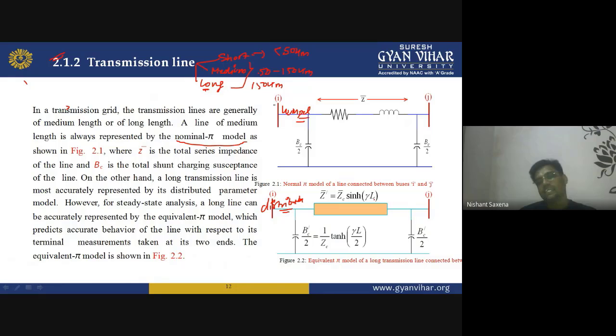Now, for steady state analysis, a long length line can be accurately represented by an equivalent pi model, which predicts the accurate behavior of the line with respect to its terminal measurements taken at its two ends. The equivalent pi model is shown in figure 2.2. Look at this. This is an equivalent pi model of a long transmission line connected between the two end sections, that is, between bus I and bus J.